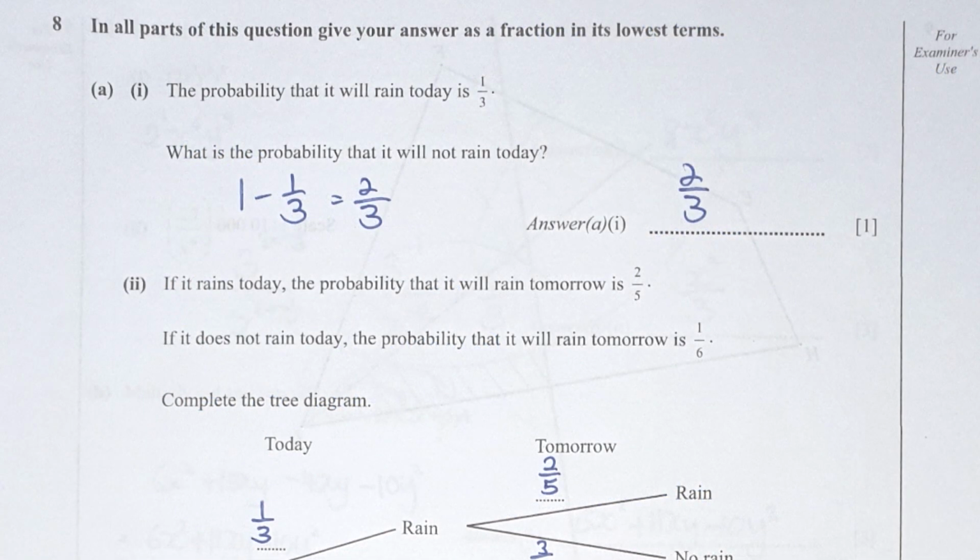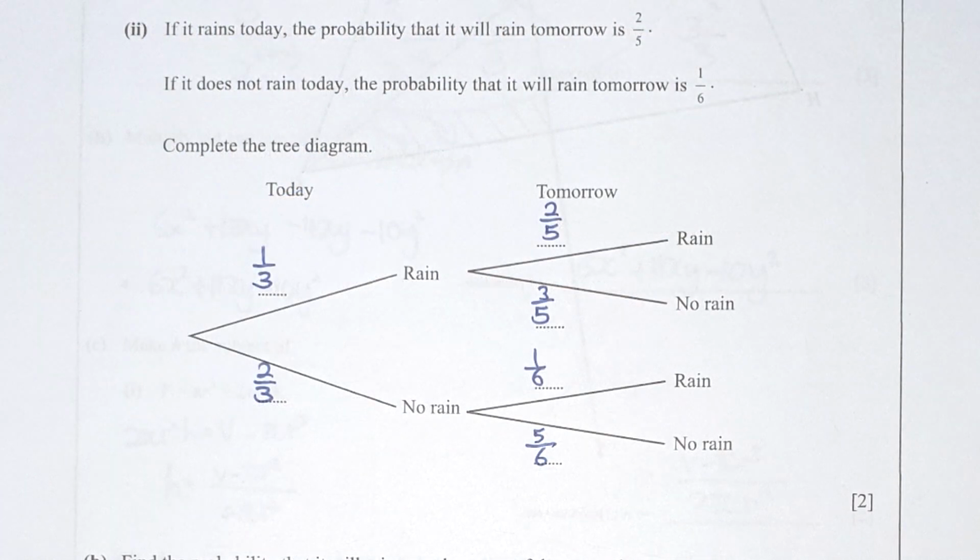Question 8a, the probability that it will rain today is 1 over 3. Find the probability that it will not rain. Just take 1 minus 1 over 3, you will get the results as 2 over 3. Hence, for you to fill up the tree diagram, for it to rain, it will be 1 over 3, no rain will be 2 over 3.